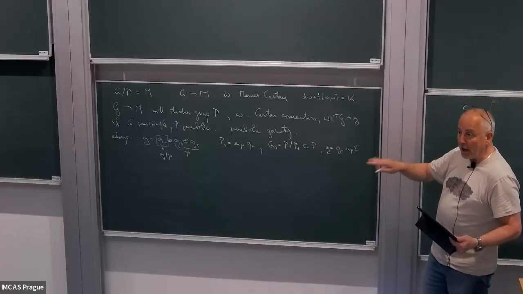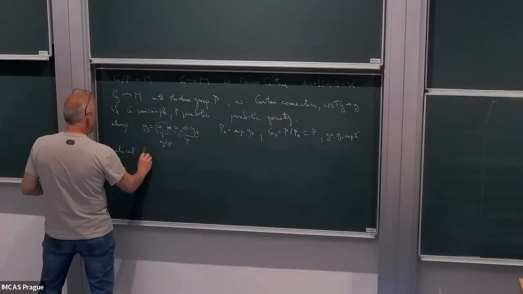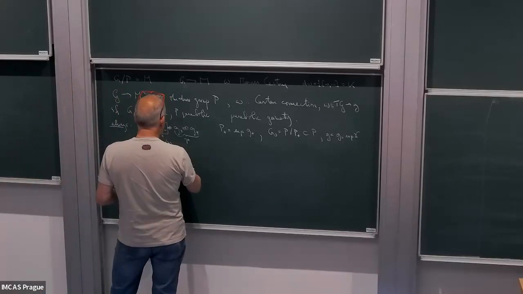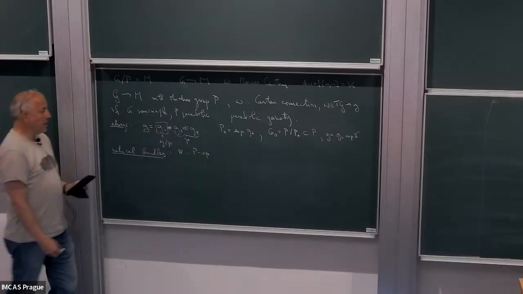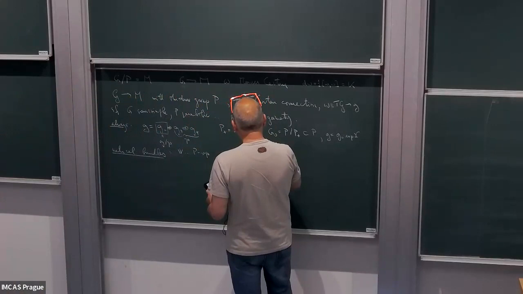And that's a general fact, which I will just recall here under the name natural bundles. And the natural bundles arise in such a way that you take a representation V, which will be a P-representation, right? And I can create V of M, which will be G cross over P V, right? So the associated bundle. So these are the natural bundles.